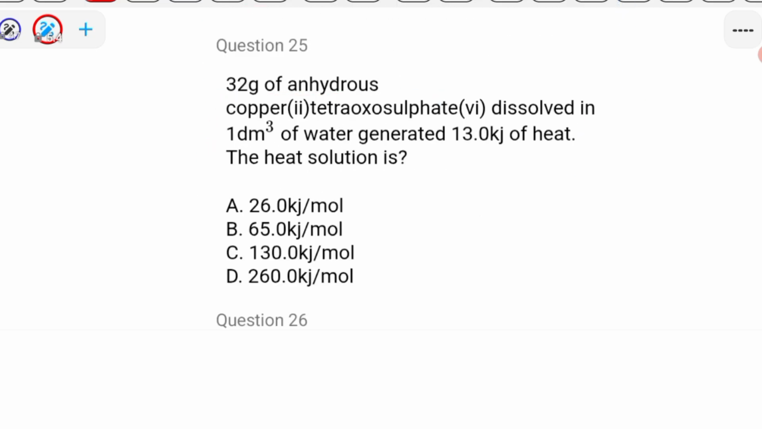32 grams of anhydrous copper(II) sulfate dissolves in 1 dm³ of water and generates 13.0 kJ of heat.